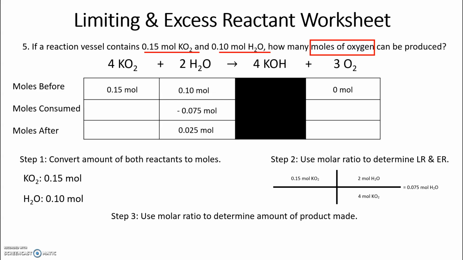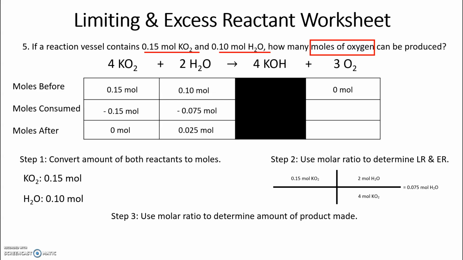So with that being said, now we're going to look at our KO2. Out of this 0.15 moles, all 0.15 moles is used up because this is our limiting reactant. So after the reaction has gone to completion, there's no moles of that reactant remaining. So that's actually number 6. It asks which reactant is limiting. It would be KO2.